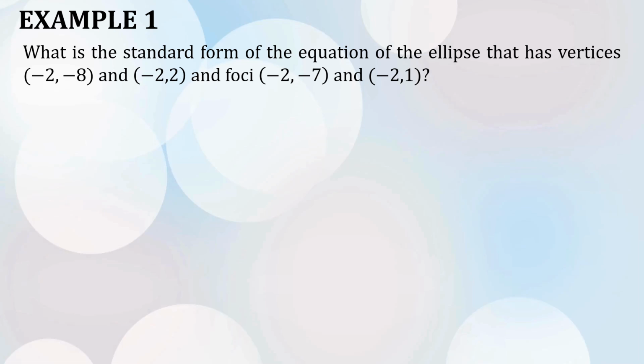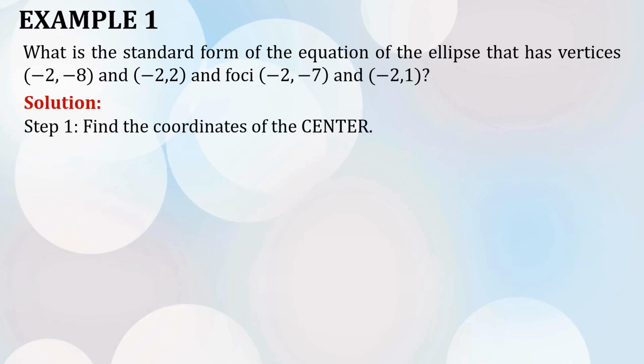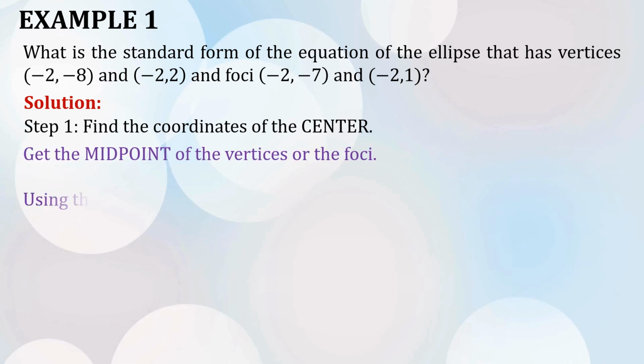Another way of doing it is by following the given steps without plotting the points in the Cartesian plane. From the given, we first find the coordinates of the center by getting the midpoint of either the vertices or the foci. For this example, we will use the coordinates of the vertices, which are (-2, -8) and (-2, 2).